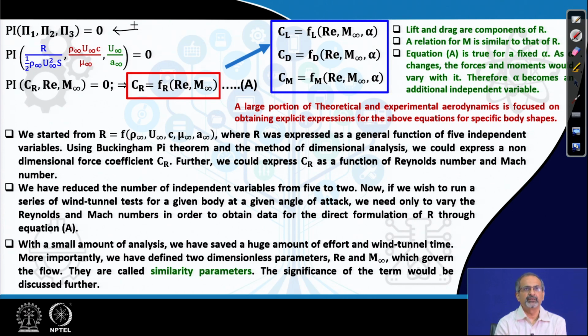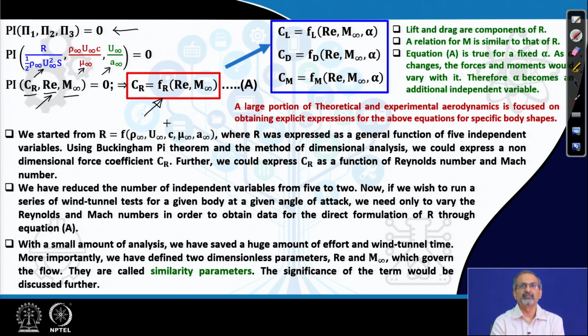Revisiting the pi function, we now substitute the values of pi 1, pi 2, pi 3, because we have all worked out these values, and therefore, we can now write the pi function like this. So, the non-dimensional groups here are CR, RE and M infinity. You can rewrite this functional form like this, that CR is equal to FR RE M infinity. So, CR is a function of Reynolds number and free stream Mach number.